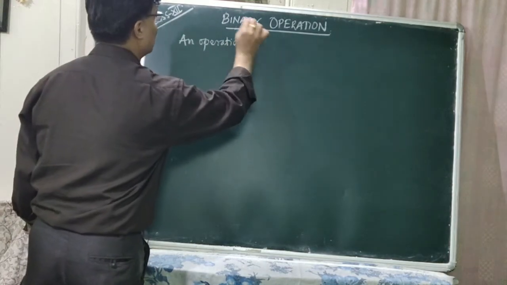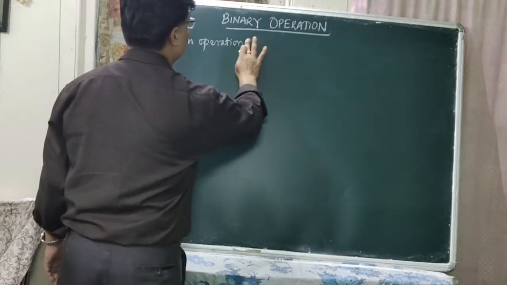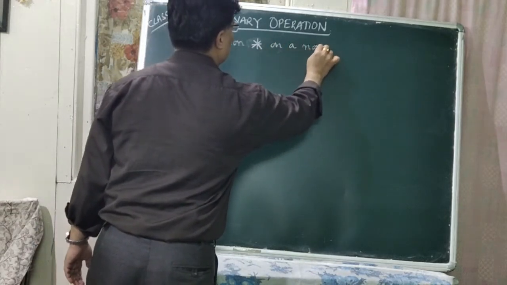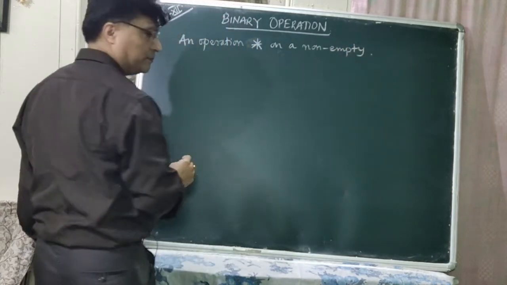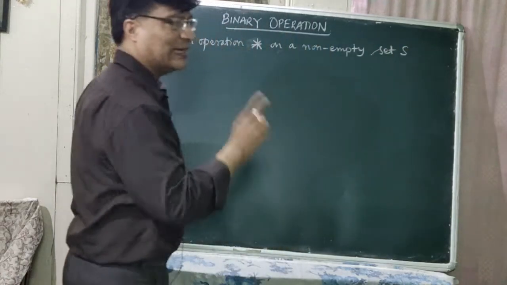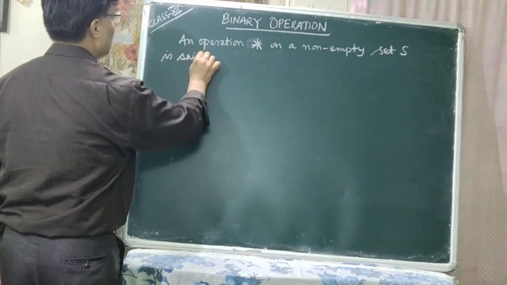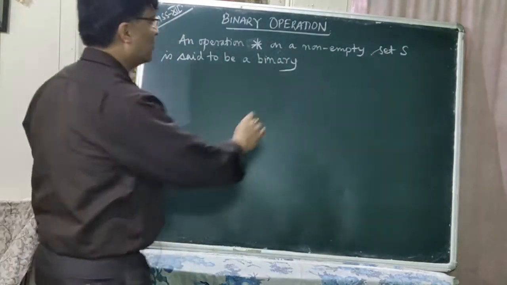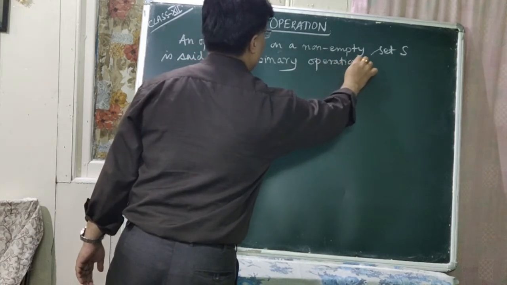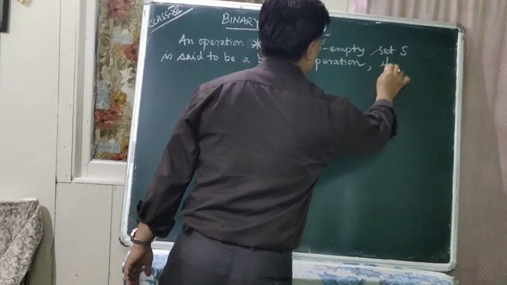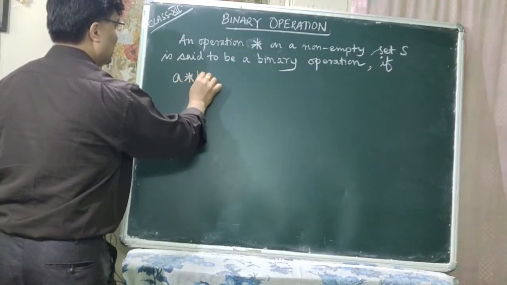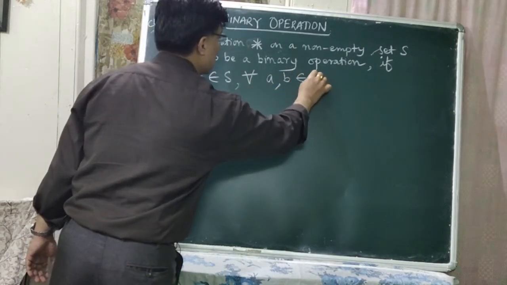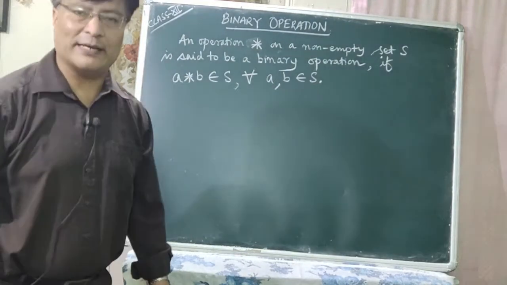Okay, so an operation star on a non-empty set S is said to be a binary operation if A star B belongs to the set S for all A, B belonging to the set S. So this is the definition of binary operation.